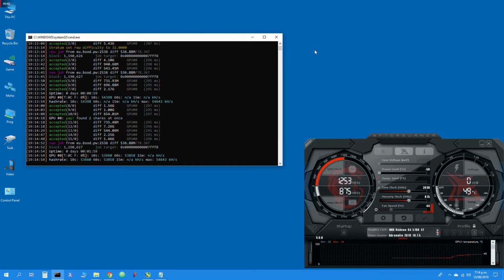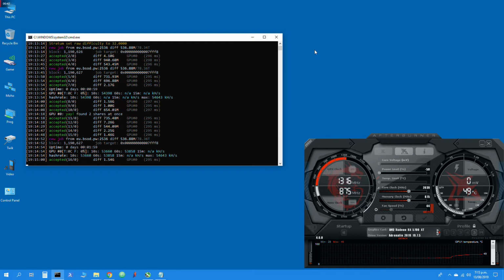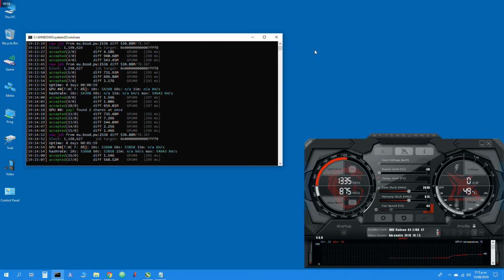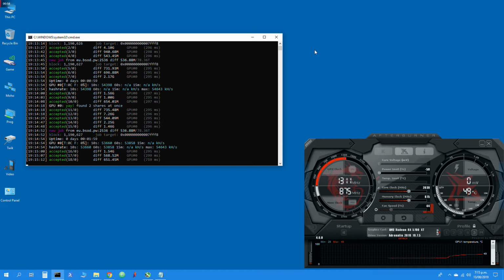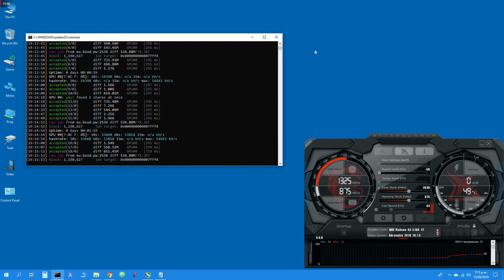The first one we're looking at is Lyra2REv3, and it's at the moment mining Vertcoin. So I am getting around 4.6 megahash. Temperature is around 49 degrees Celsius, and it's going to climb a little bit.